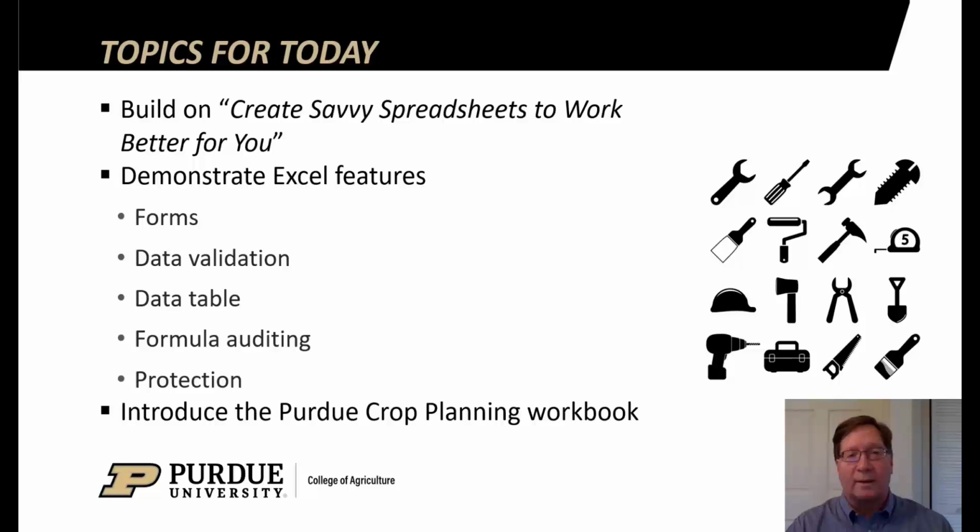Today, we're going to build on a previous webinar that was titled Create Savvy Spreadsheets That Work Better for You by adding some other features from Excel, namely forms, data validation, a thing that's called data table, which is very different in Excel than just a table of data. It is a specific tool. We'll uncover formula auditing and then introduce protection so that you can keep your spreadsheets from getting messed up accidentally. And at the end, we'll also introduce a new workbook. It's an Excel workbook that we're calling the Purdue Crop Planning tool.